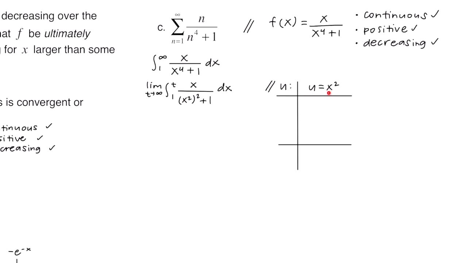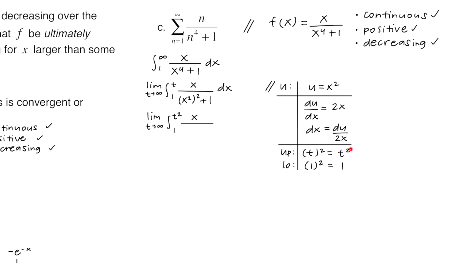So now we're going to take the derivative. So you get du dx equals 2x. So we rewrite this and we get dx equals du over 2x. Okay, and then also we have upper and lower limits, so we'll convert those. So we're going to plug in t right here for x, and then we're going to plug in the lower limit 1 in for x. Okay, so now we have everything ready to plug back in over here.